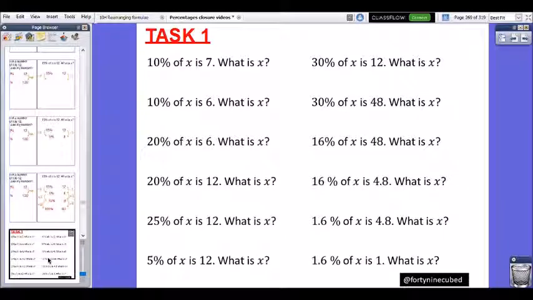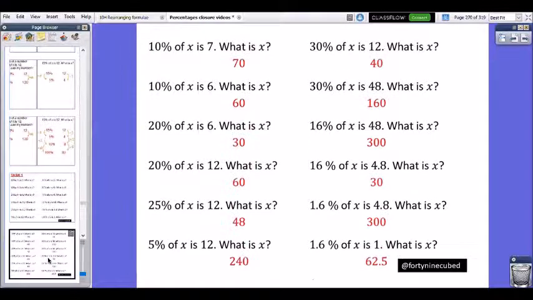Okay, so please can you find task 1 on your worksheet and work your way through those problems. These are your solutions to task 1.